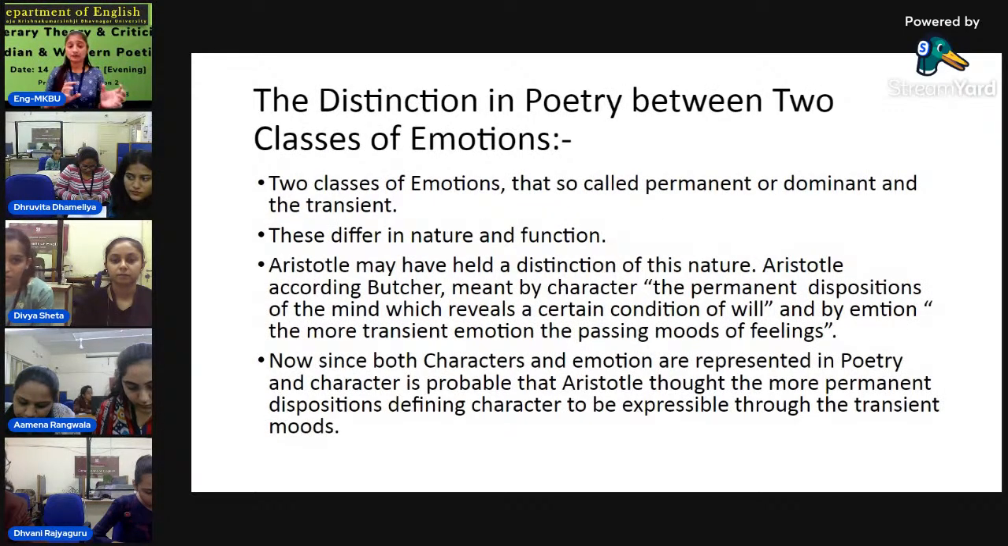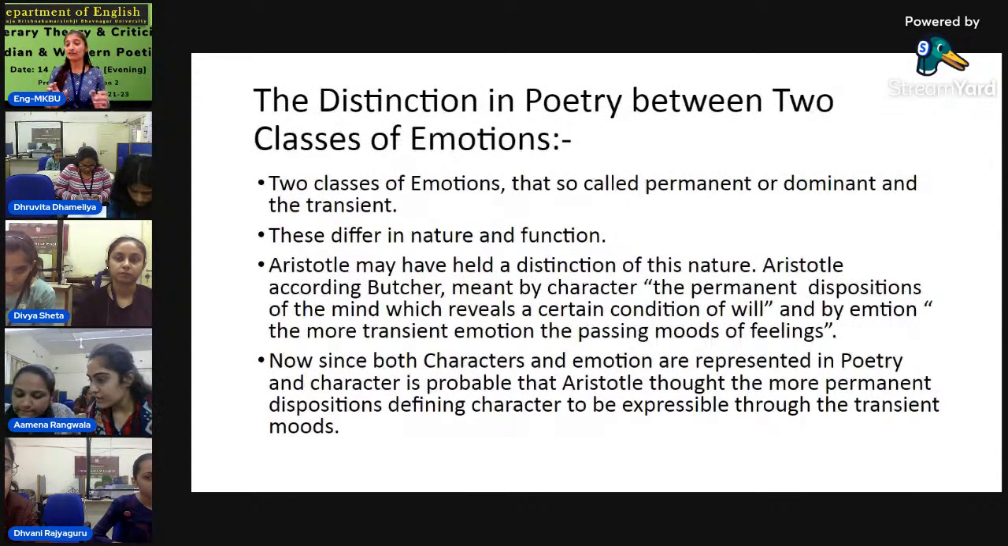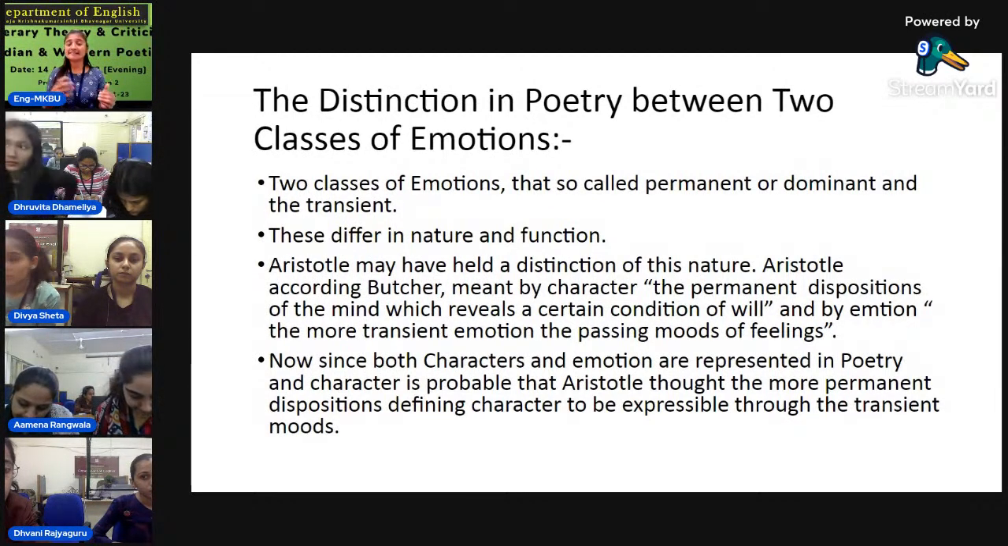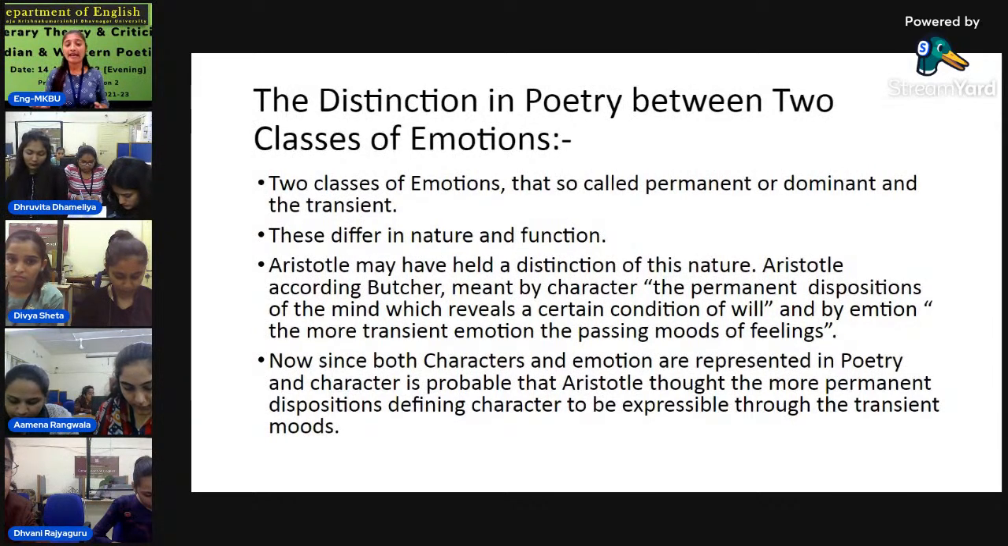And there are distinctions in poetry between two classes of emotions. Here we find the two classes of emotions. First is the permanent or dominant, and the second is the transient. Transient means that the emotion lasts only a short time. They differ in nature and function, and Aristotle may have made distinctions of this nature.